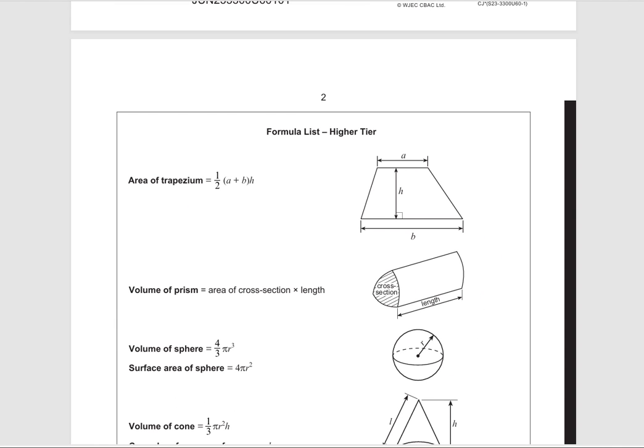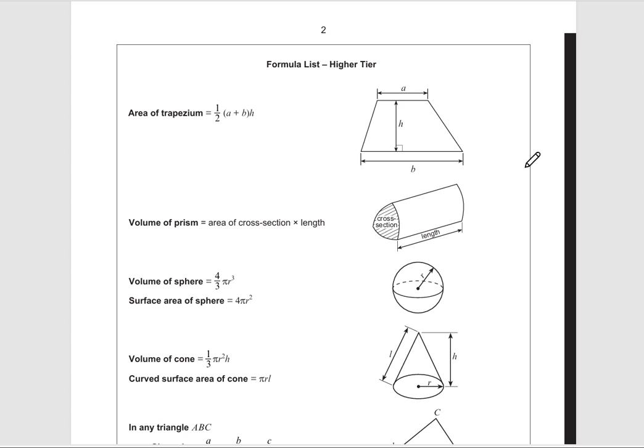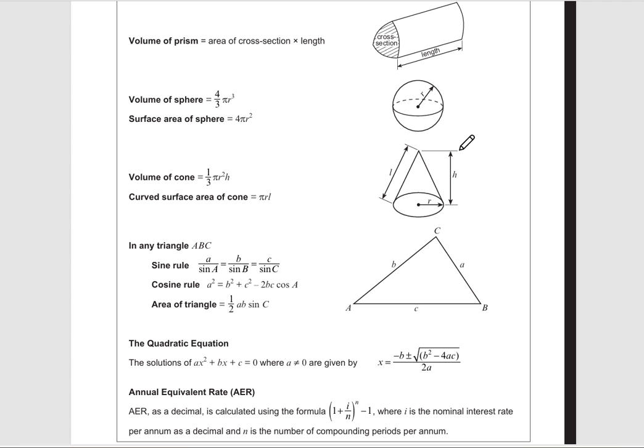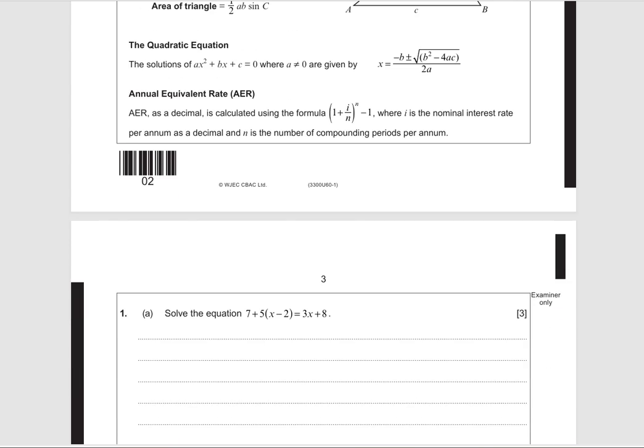Just pause here. Always worth just having a quick look at the formulas that you'll get. So we've got the area of the trapezium, volume of a prism, volume of a sphere, formulas to do with the cone, and then non-right angled trigonometry, quadratic equation, and your AER formula.